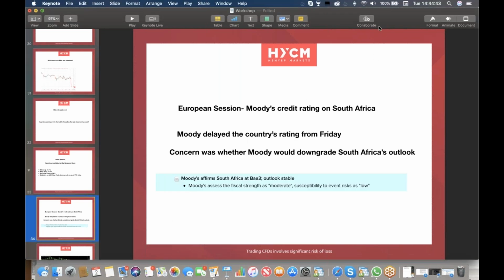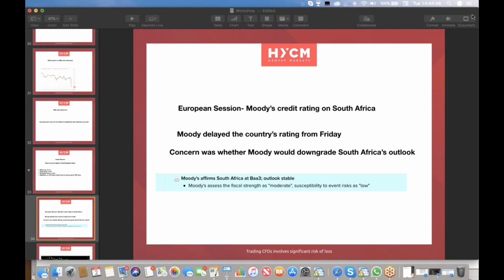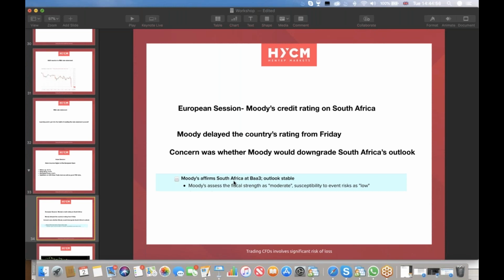The European session, nice little setup here I'll explain to you, and this is all to do with what's important in the market. So Moody's credit rating on South Africa was confirmed at Baa3, with the outlook stable. Now, Moody's had delayed the country's rating on Friday. It was due on Friday, but it was delayed.